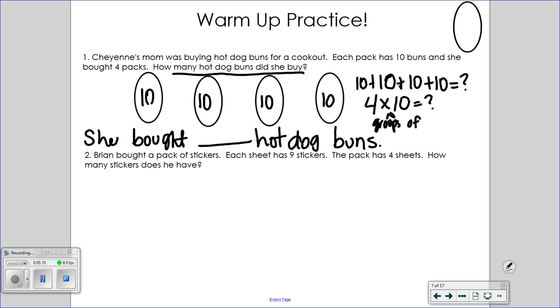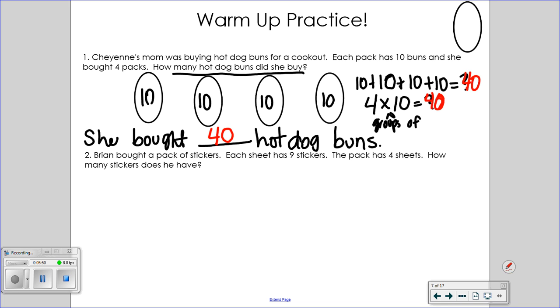What is 10 plus 10 plus 10 plus 10? Or what is 4 times 10? 4 groups of 10. What is that? Courtney, what is that? 40. So instead of question mark, we're going to have 40. What about 4 times 10? 40. What about 4 groups of 10? 40. That looks like a 46. That's a 40. How many hot dog buns did she buy, Gabriella? 40.